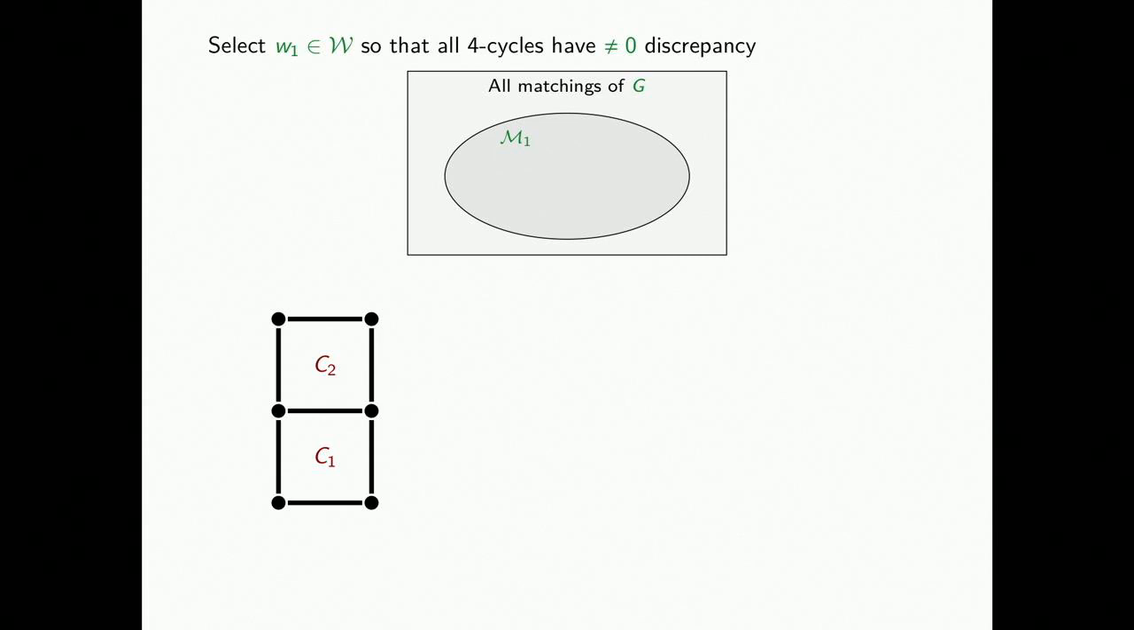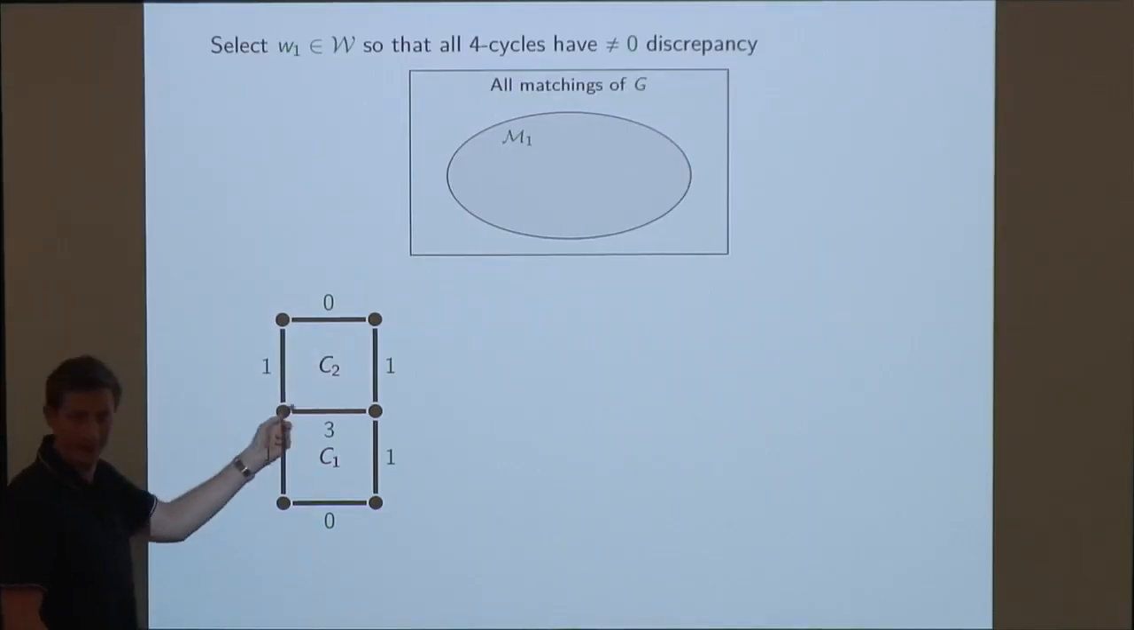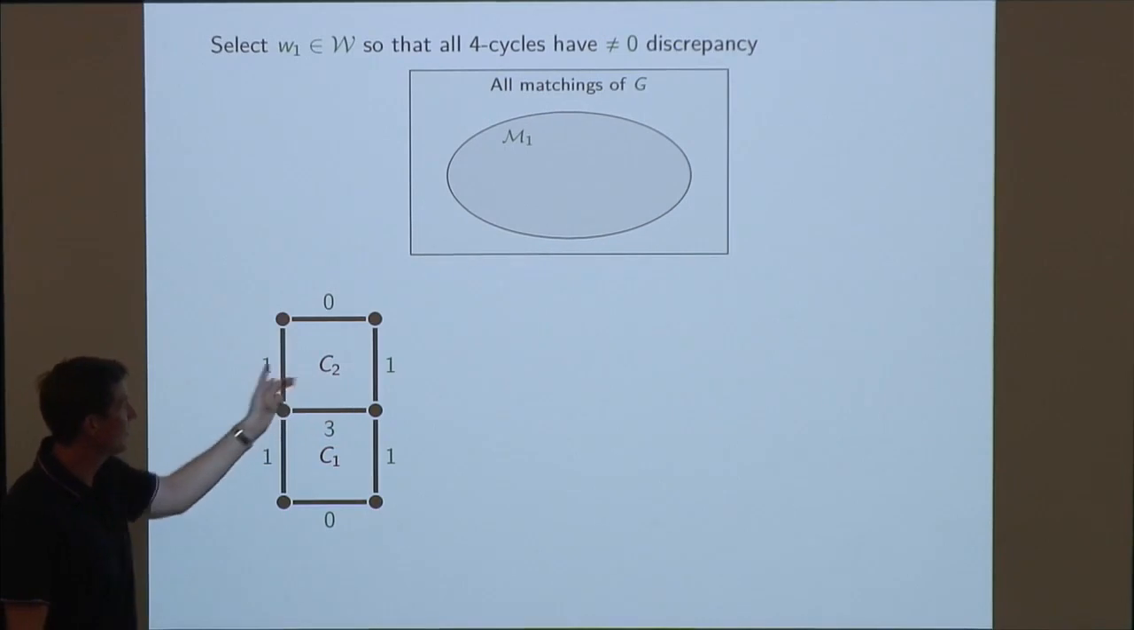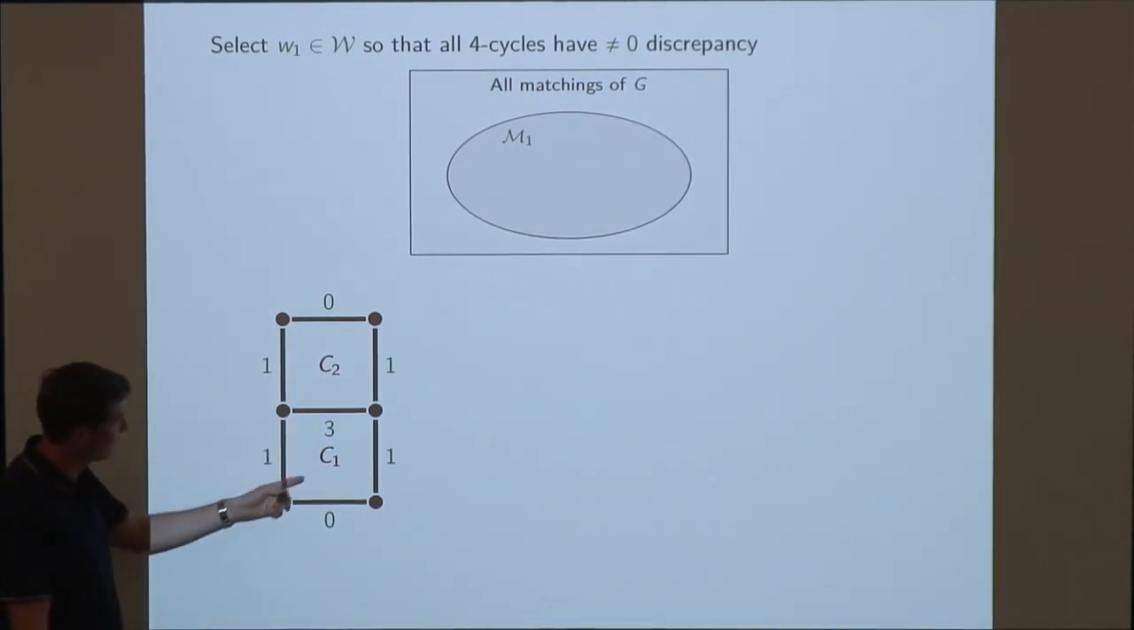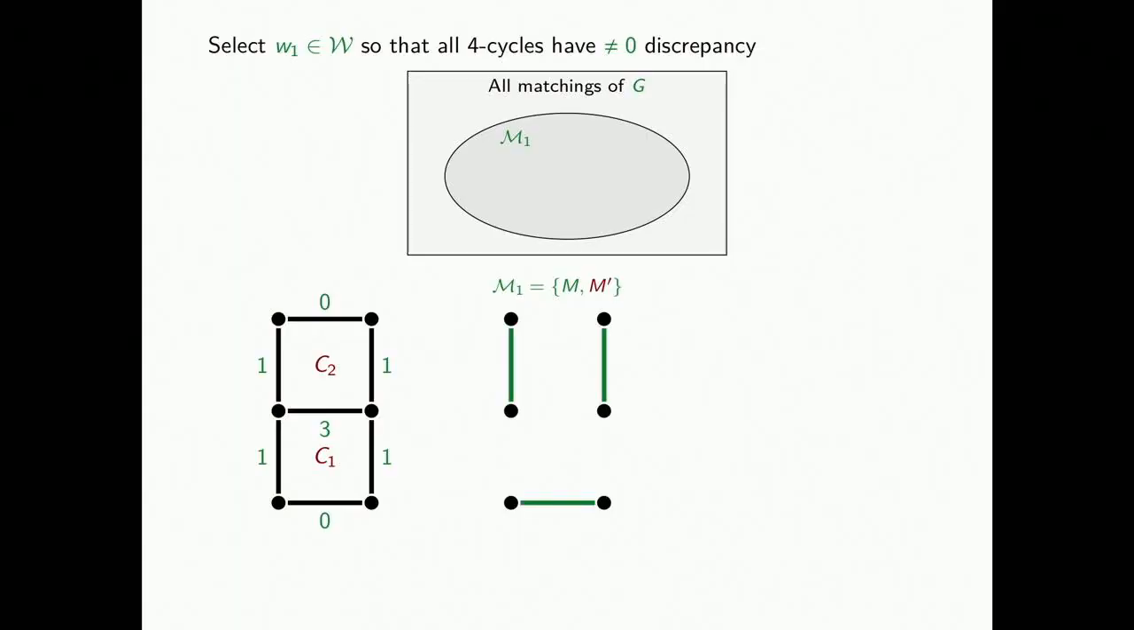Let's select W1. We know W1 exists because of the old lemma, so that all the four cycles have non-zero discrepancy. Here is an example. This would be my weight function. This is a four cycle, right? It has discrepancy 3 minus 2, so 1. This four cycle has 3 minus 2, 1. If we look at the min weight perfect matchings with respect to this weight function, it will be the one that takes 1, 1, and 0. And that's it. This one is not min weight anymore, it has weight 3.